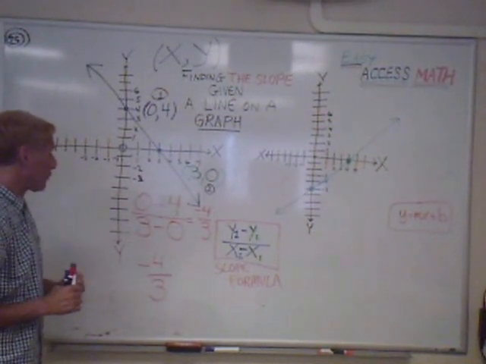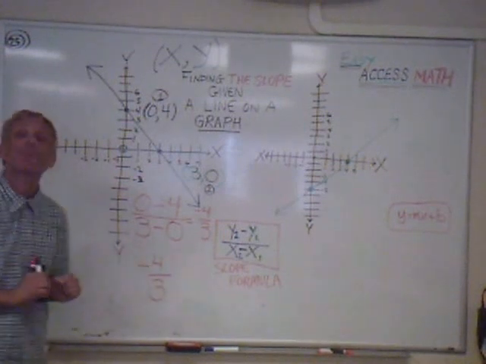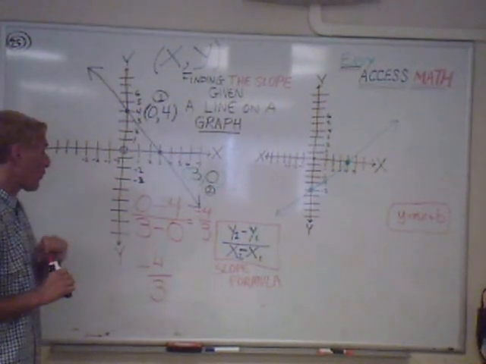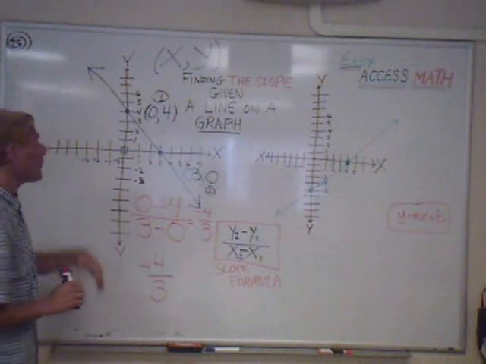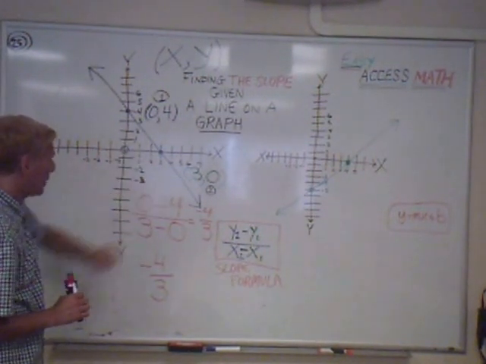It's already in most reduced form, and you don't have to turn it into a mixed number. You could leave it as an improper fraction, 4 over 3. That's your slope. It means it goes down 4 for every 3 over.